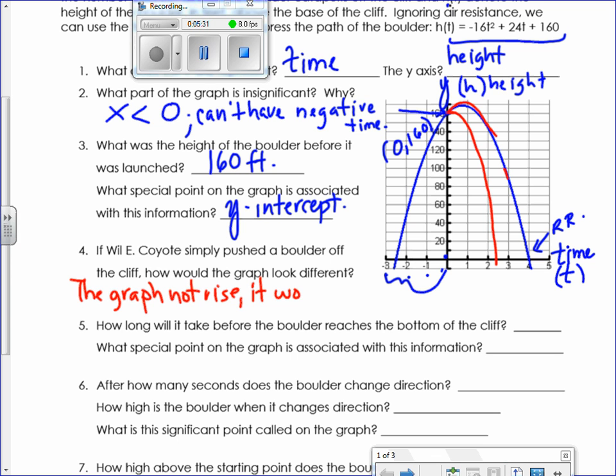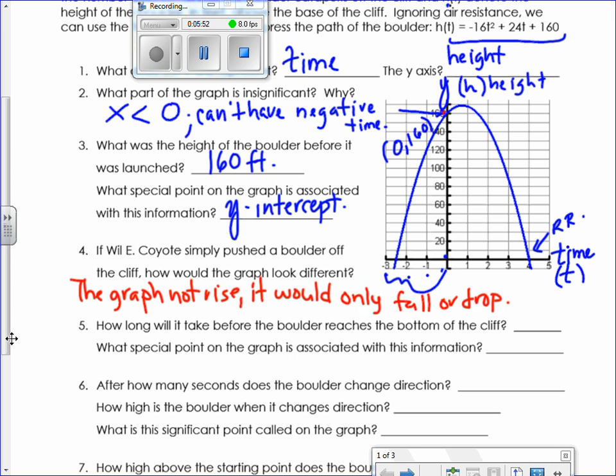It would only fall or drop. Okay, so hopefully that makes sense to you. Again, it's just going to go out and then come down, right? Okay, so let me erase that so that doesn't confuse us later.